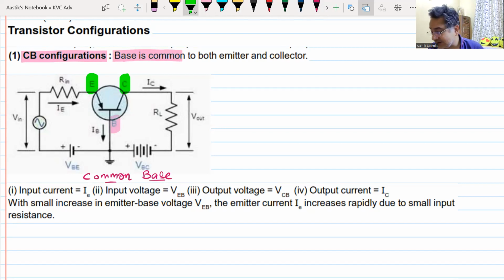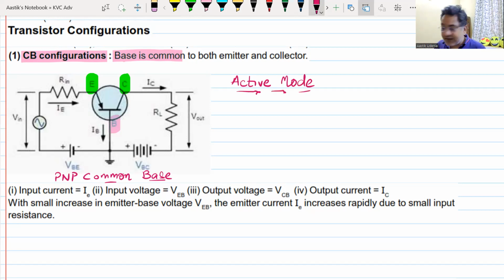What type of transistor is this? Is this a PNP type or is it an NPN type? Sir, it is PNP type. It is a PNP type. So this is PNP type in common base configuration. In which mode is this operating? Out of the four modes, which mode is this transistor operating in? Active mode. It is in the active mode. In 99% of the cases, you will have the transistor always in the active mode.